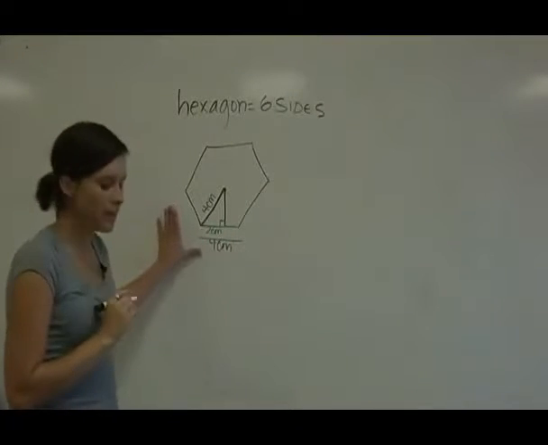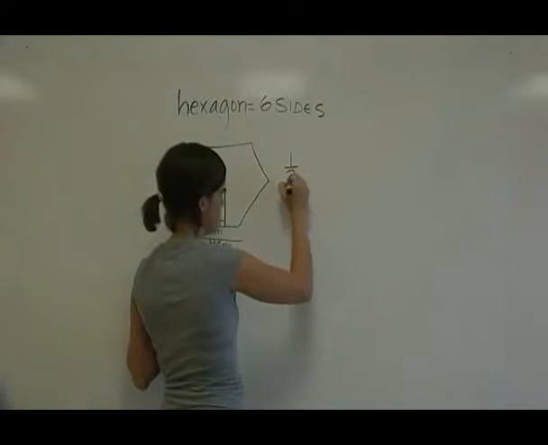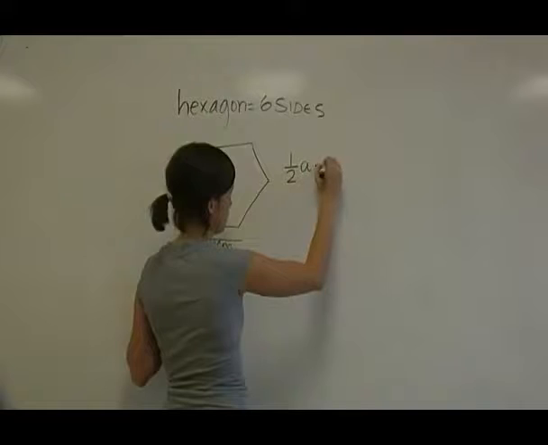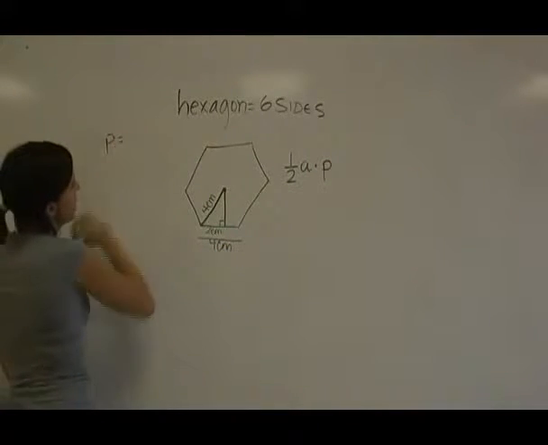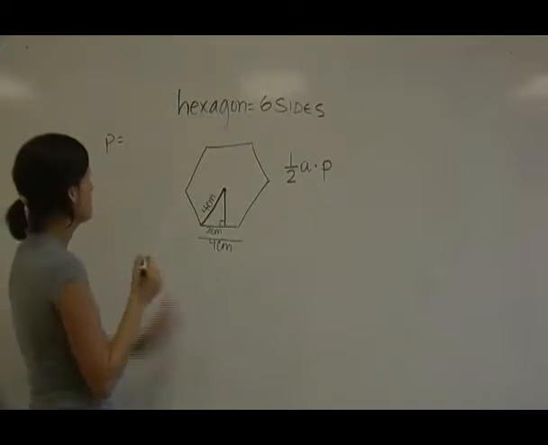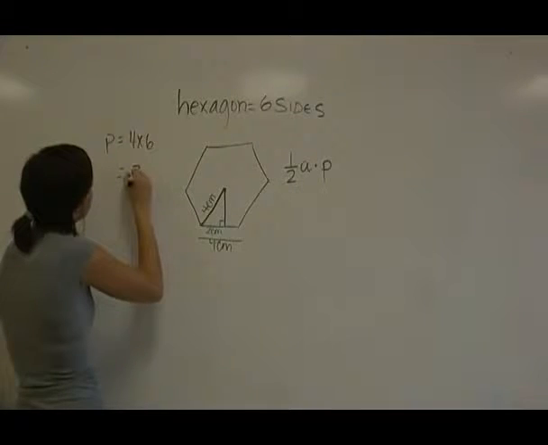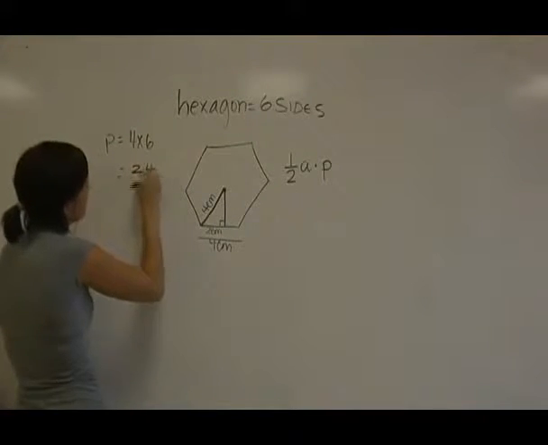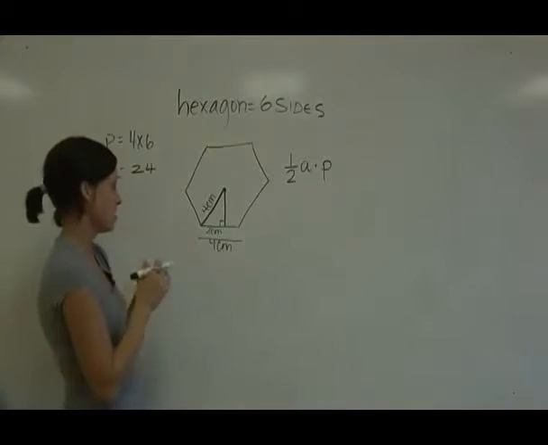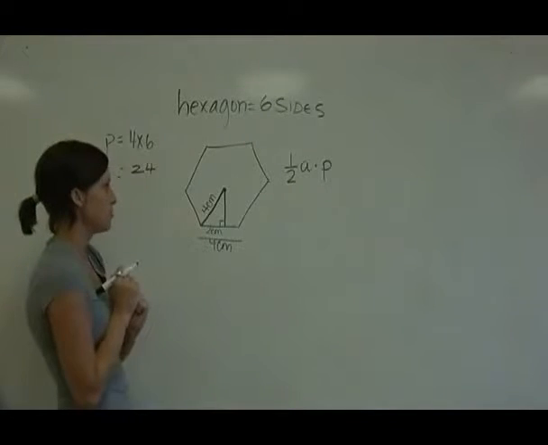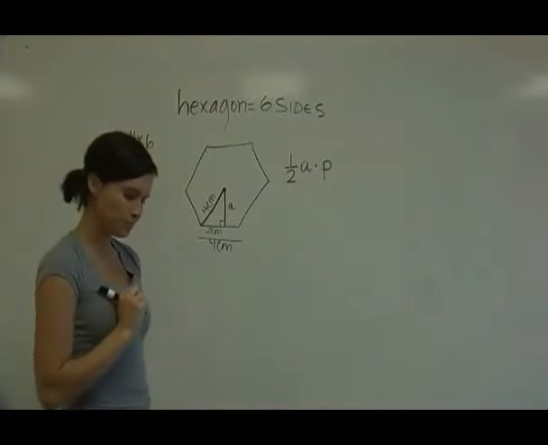So to find the area of this hexagon, we know that the equation is 1/2 apothem times perimeter. Okay, perimeter is just the sum of all sides, so you'll do 4 times 6, and that equals 24. So we know that the perimeter is 24. Anytime they ask for perimeter, just add up the measure of all the sides, and that will give you your perimeter. Now we need to find the apothem, which is right here.